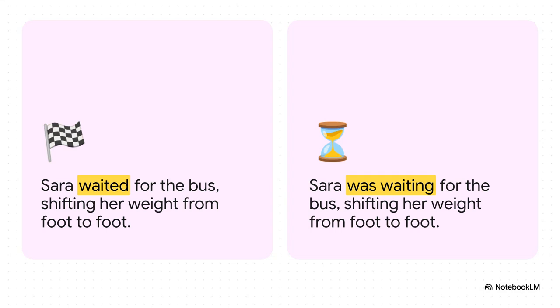Check out this example about Sarah. Sarah waited. Is clean, simple, it's a done deal. But Sarah was waiting. That makes you feel it. It puts you right there on the curb with her, feeling the minutes drag on. It focuses on the process of waiting. Now, both are correct, but Langston gives a great tip here. Don't overuse the continuous tense, or your story can get a little bogged down. It's all about intention. Choose the one that best serves the moment you're trying to create.